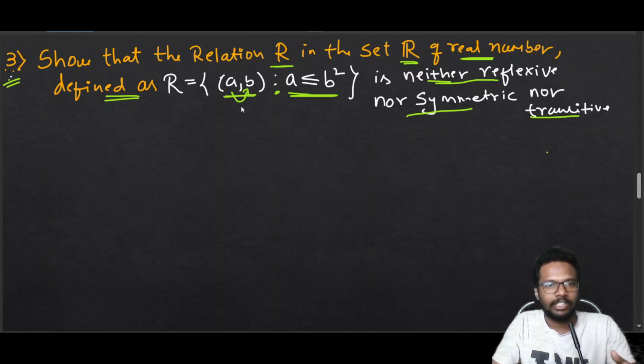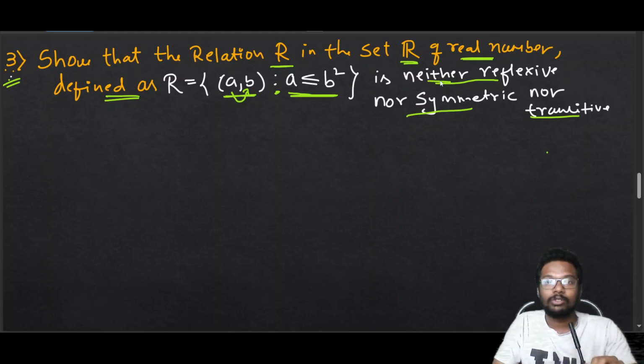To show the symmetric relation, we just interchanged a and b. To show the transitive relation, we just eliminated b and related a and c. We just changed some a, b, c values, some ordered pairs, that's all.